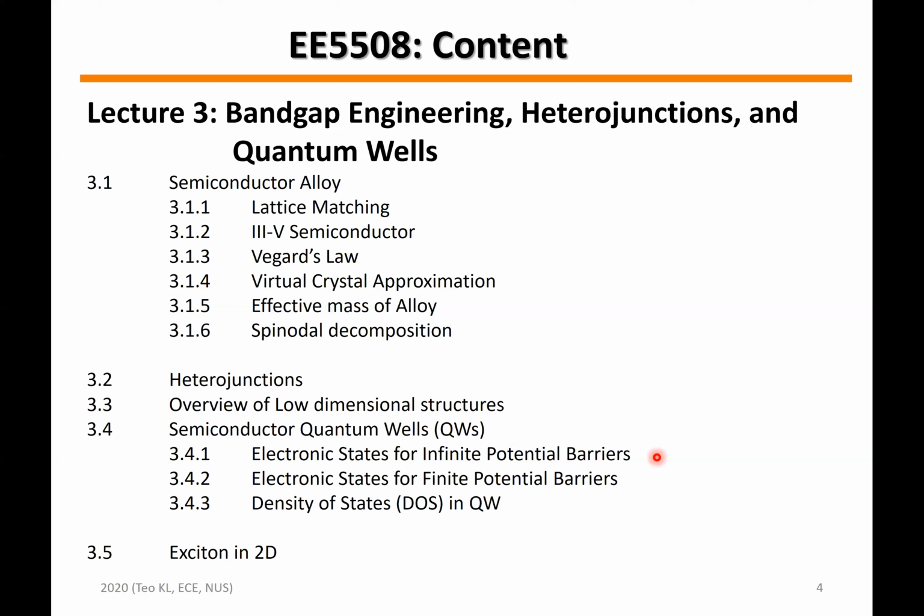The derivation of the eigenfunction or the wave function and the eigenvalues or the energy values by solving the Schrödinger equation has been extensively discussed in the first part by Prof. Wu Yihong. In this part, I will only make use of the result to discuss the optical properties in quantum well semiconductors. And we will talk about the electronic state for the infinite potential barrier, the electronic state for the finite potential barrier, and the density of state in quantum well.